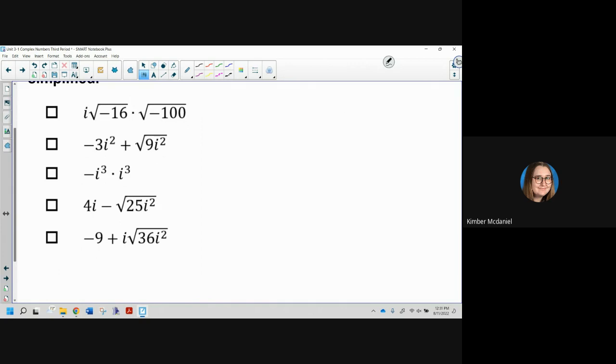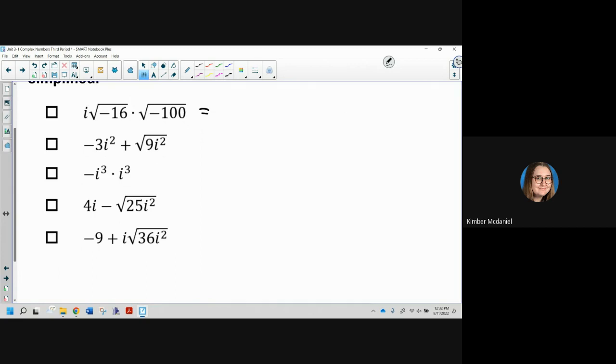So for our first answer choice, we have i times the square root of negative 16 times the square root of negative 100. You have a problem similar to this on your homework. But you're just going to simplify each answer choice. And then for this question, it wants to know which ones are non-real. So we will select the ones that are non-real. Okay. So let's look at this first answer choice.